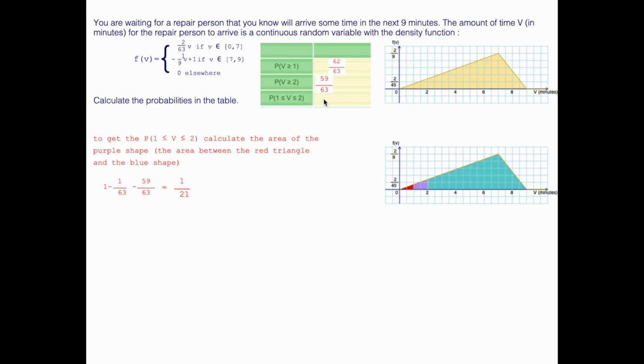All right, and that is the answer. The probability that the repair person is going to come between 1 and 2 minutes is 1 out of 21. And that is it for continuous random probability.